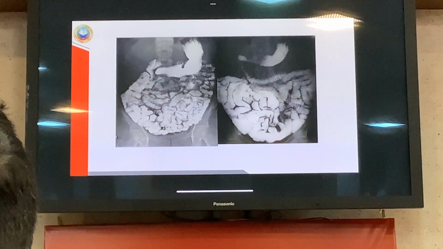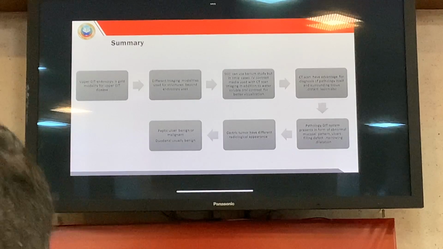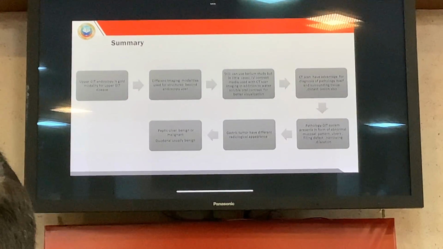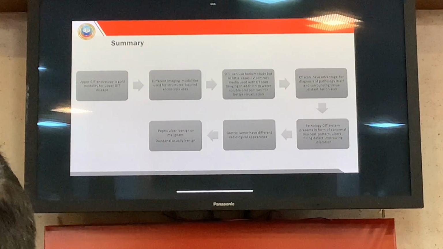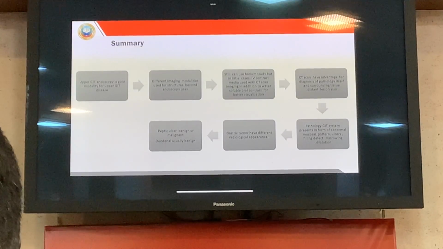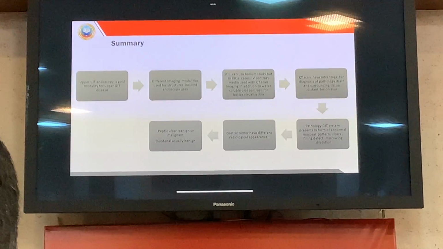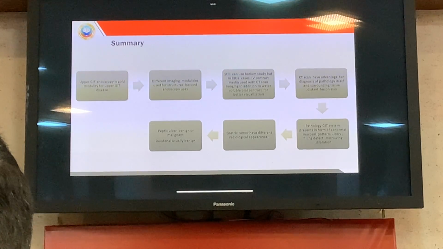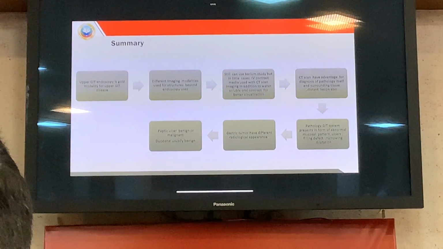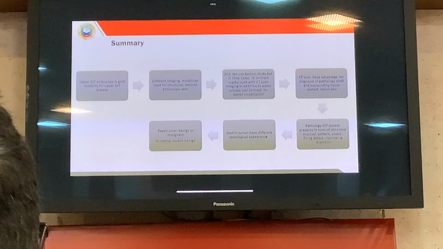All of this. So in summary, GIT endoscopy is the gold modality for the upper part, as esophagus and the stomach. Different imaging modalities are used for structures beyond the endoscopy. Still we can use barium study, but in a little case, intravenous contrast media used with the CT is better. CT has the advantage for diagnosis of pathology and surrounding tissue.